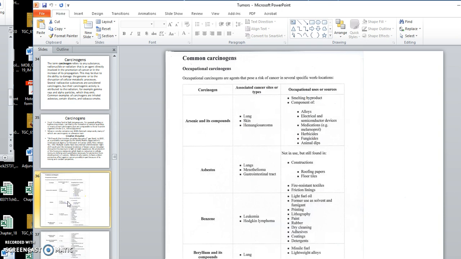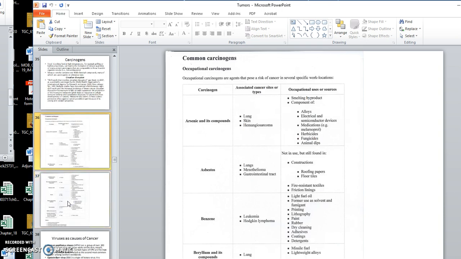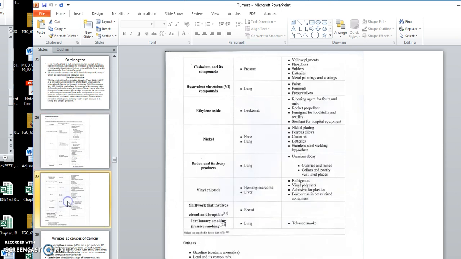Here's a list, and don't try to learn it, of some of the carcinogens that we found as of a few years back, just to show you. But these are substances in the environment, created artificially or naturally sometimes, that can cause cancer.